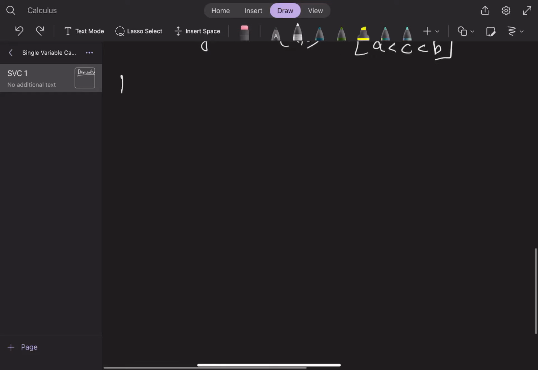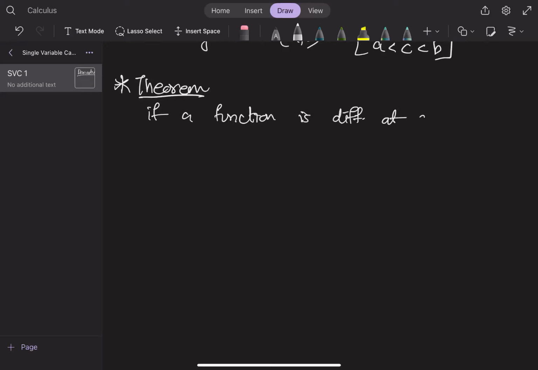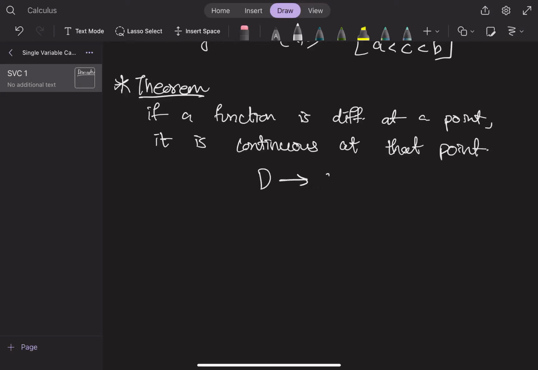So now let's look at a theorem. If a function is differentiable at a point, it is continuous at that point. So basically, differentiability implies continuity, but it is not necessary that continuity will imply differentiability.